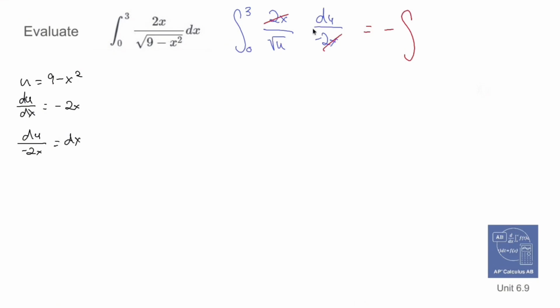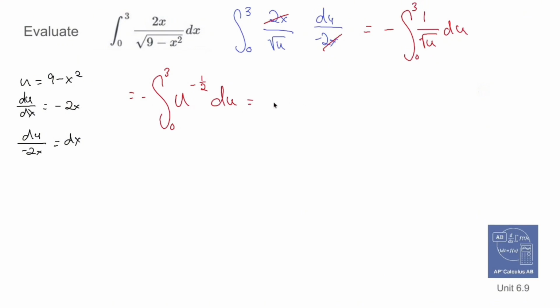Now, this is what I have now, and it's not pretty. I don't like that. So I'm going to kill two birds with one stone right here. I'm going to move that upstairs and call it u to the negative 1/2, u to the negative 1/2 du. All right, now my limits of integration are still 0 and 3. I can't forget that. And again, those have to do with x, not with u. We'll deal with that when we have to deal with that.